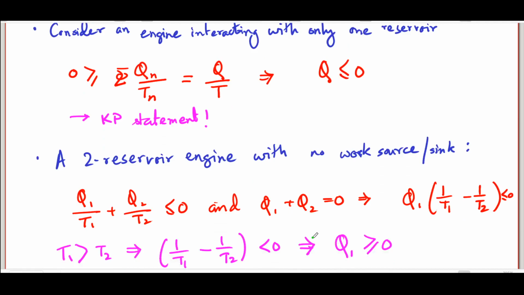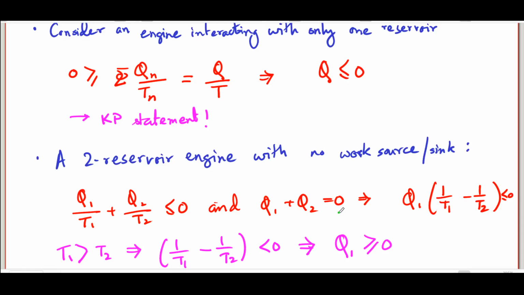Suppose you have a two-reservoir engine, as we have in the Clausius statement of the second law, which has no work source or sink, no possibility of doing work. Now that there are two reservoirs at temperatures T1, T2, the Clausius inequality takes the form Q1 by T1 plus Q2 by T2 is less than or equal to 0. However, the fact that there is no work source or sink adds to this the statement that Q1 plus Q2 has to be equal to 0.